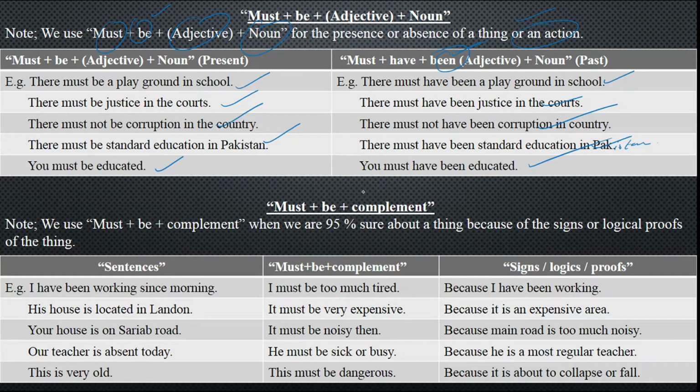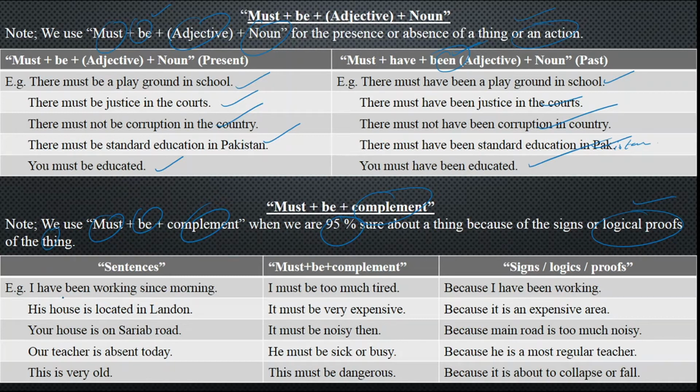Must be plus complement. We use must plus be plus complement when we are 95% sure about a thing because of science or logical proofs. Now see, again we have logical proofs. First I'll discuss the example.